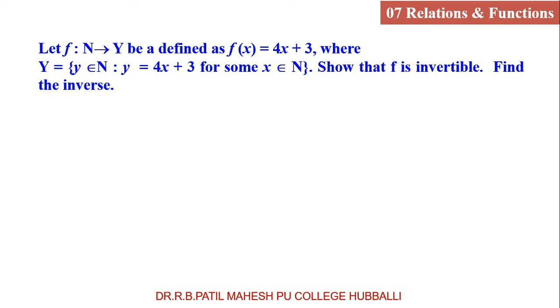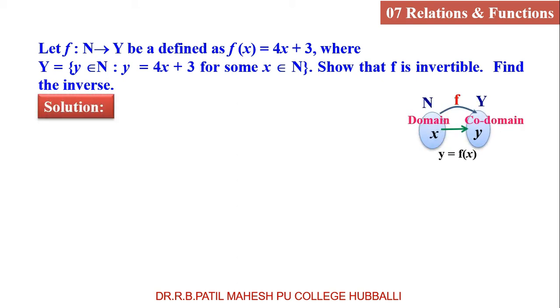Show that this function is invertible means I should prove f composition g and g composition f are equal to the identity function. How am I going to prove that? Let us see the solution. Dear students, look at the diagram here. The function f is from N to Y. Here the set N is called the domain and the set Y is called the codomain. Then you can define y equals f of x. Remember, x belongs to the capital N, that is the domain, and y belongs to the capital Y, that is the codomain. Remember this very simple point.